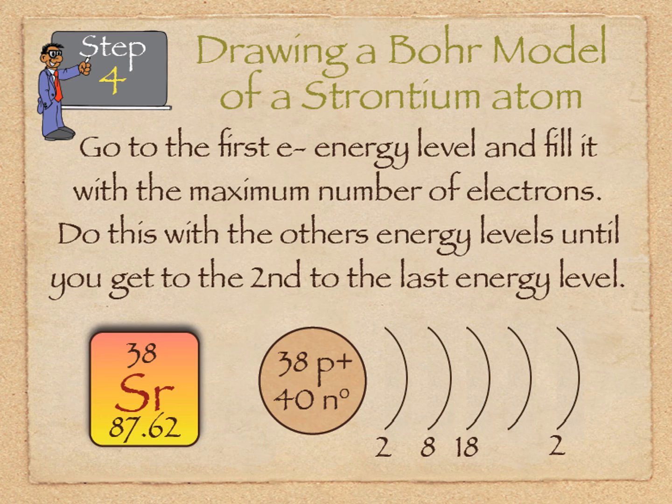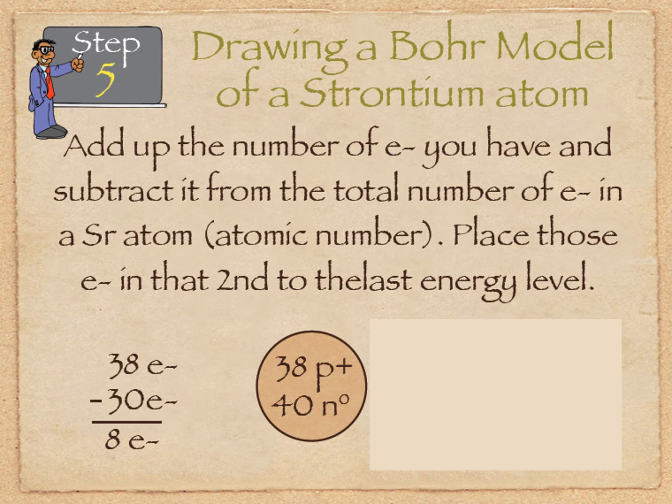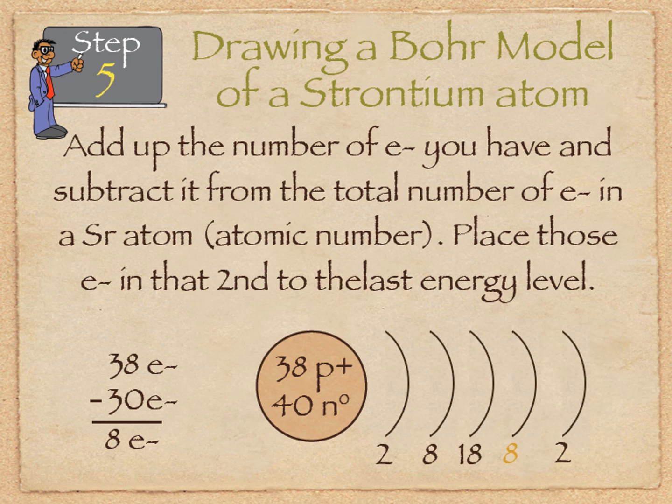and then we have to figure out how many is going to be in the second to last energy level by doing some math. You add up the number of electrons you have and subtract it from the total number of electrons you should have, which will be the same as the atomic number, because these are neutral atoms, so the protons and electrons have to be the same. So we know there are 38 electrons. We already put in 30, so that leaves you with 8 left over. So we put 8 in the second to last energy level. And that's the Bohr model.